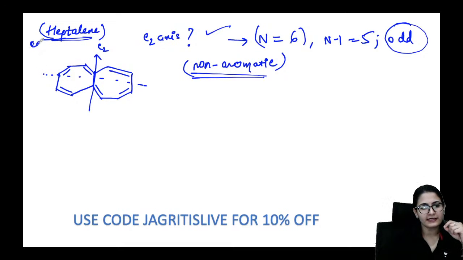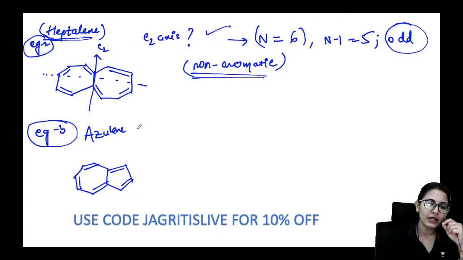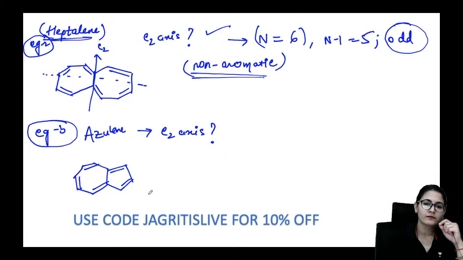This was our example number 2. Example number 3, let's see. Alright, so we talk about azulene. Why do we call it azulene? Yes, it is blue in color. Alright. Now, does the azulene molecule have a C2 axis? Yes or no? Does it have a C2 axis?